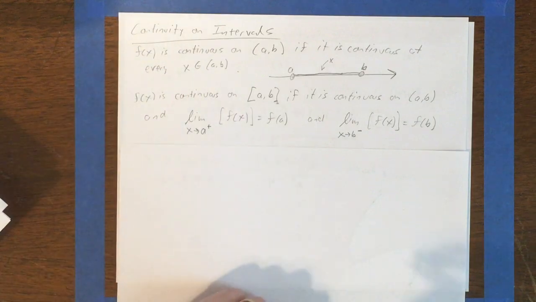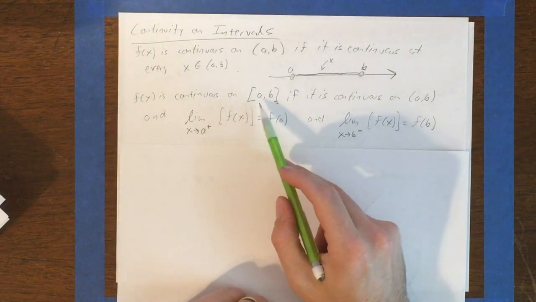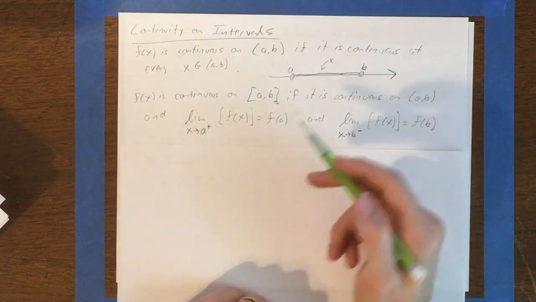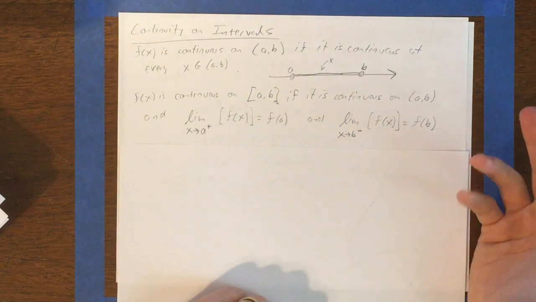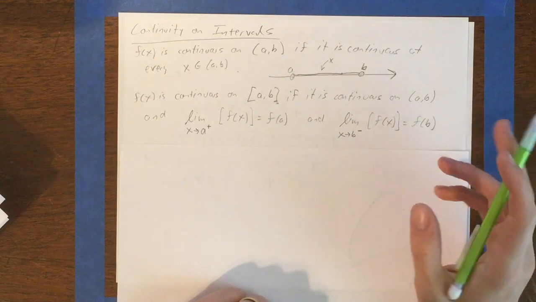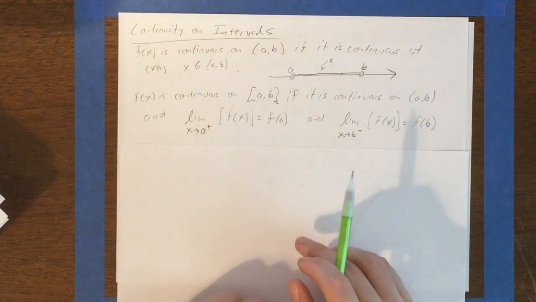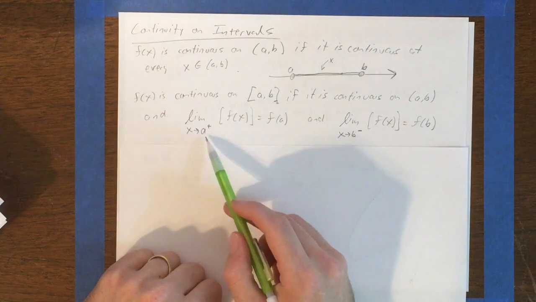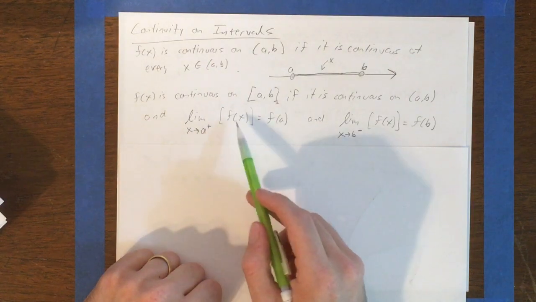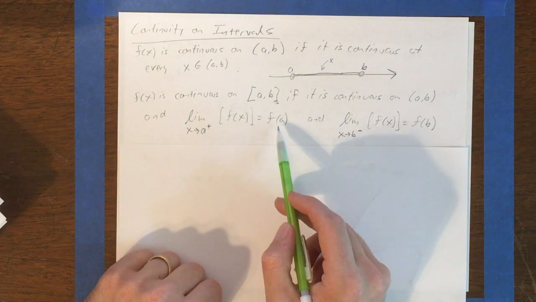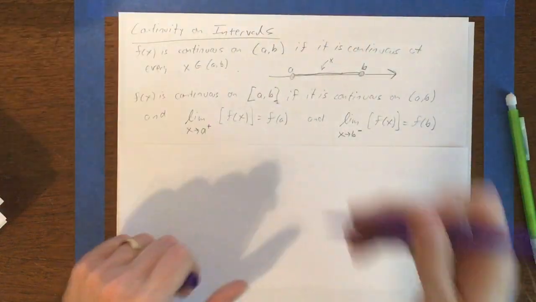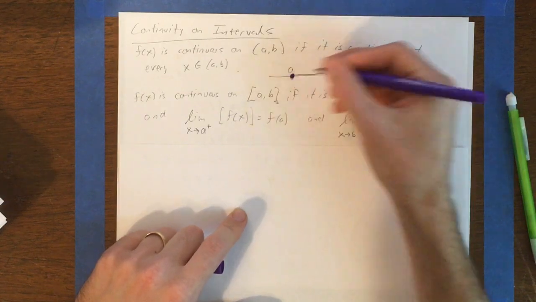So a function f is going to be continuous on a closed interval, a to b, using the square brackets this time, if first of all it's continuous on the open interval, which means every point inside. And at a and b, we have special things happening. So one is the limit as x approaches a from the right of the function is going to be the same as f of a. So I'm going to go ahead and fill in my 2 points so that now we have a closed interval.